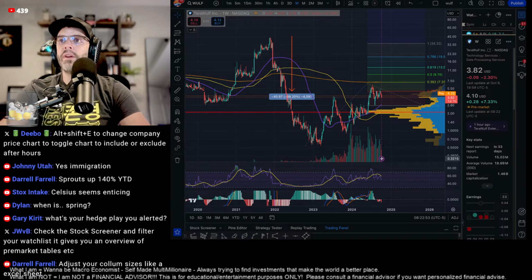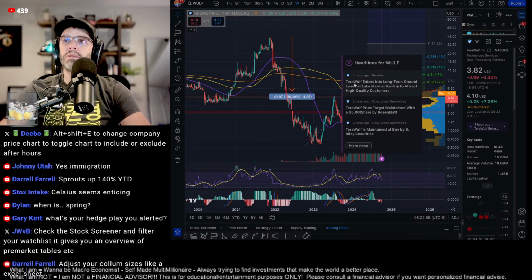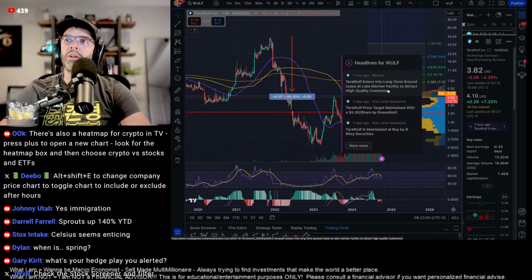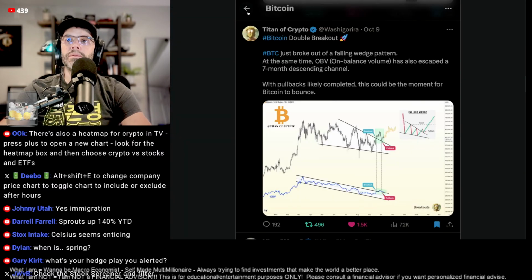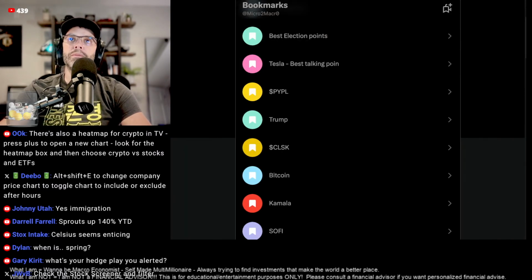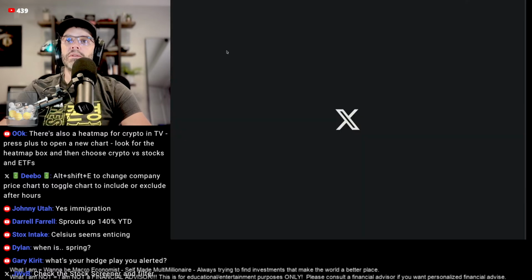Let's see. We don't have any AI tools telling us why. TeraWolf enters into long-term ground lease contract at Lake Mariner facility to attract high-quality customers. So that's got to be it, right? Let's see if we can find any news on that on here. And then we'll get back to Bitcoin and comments.